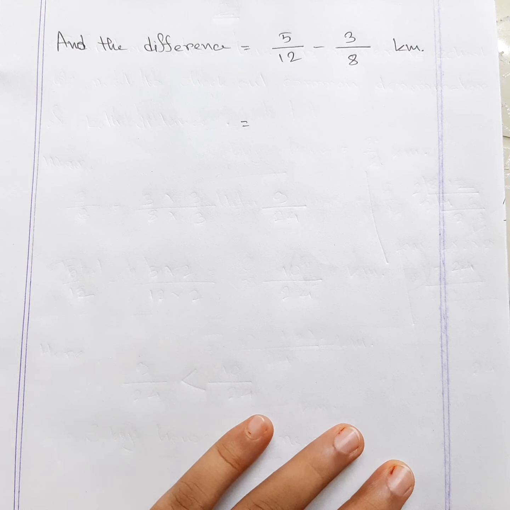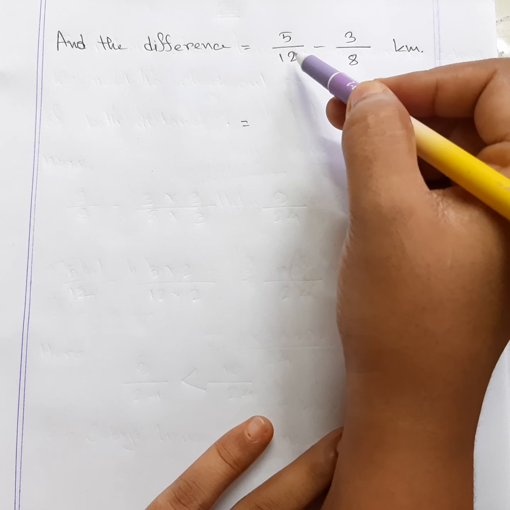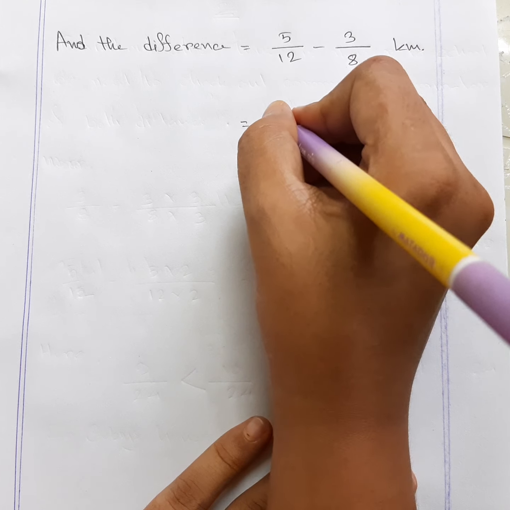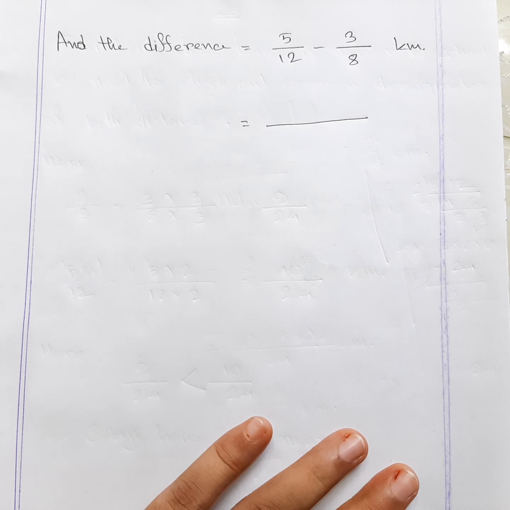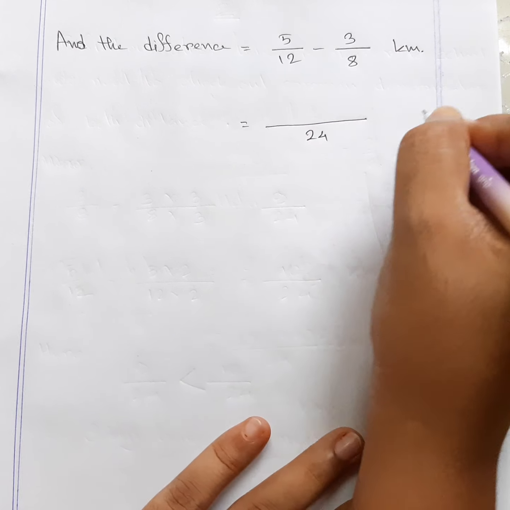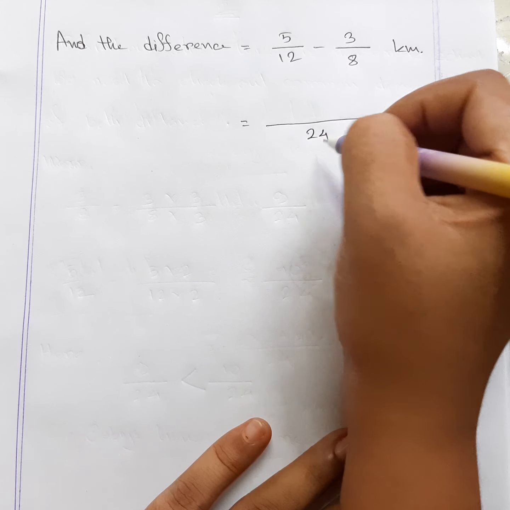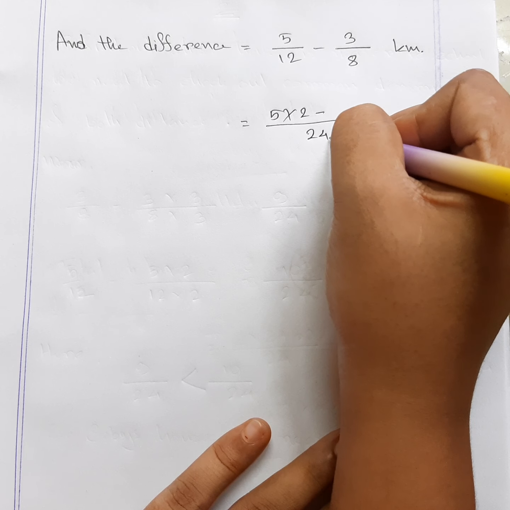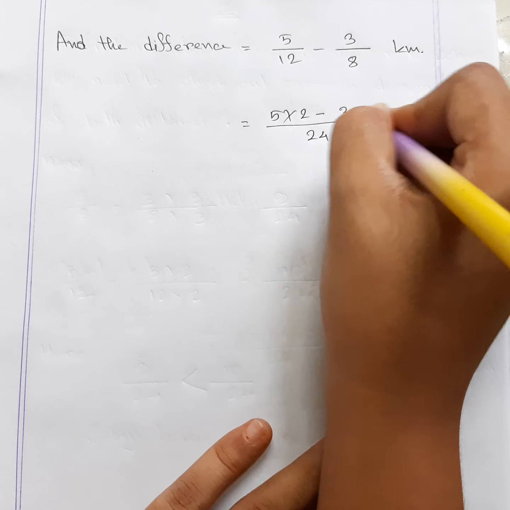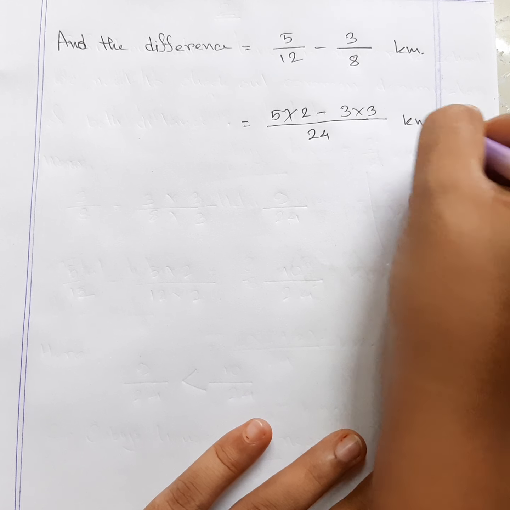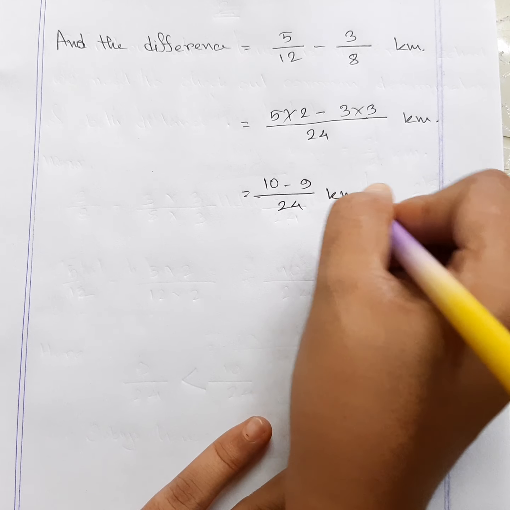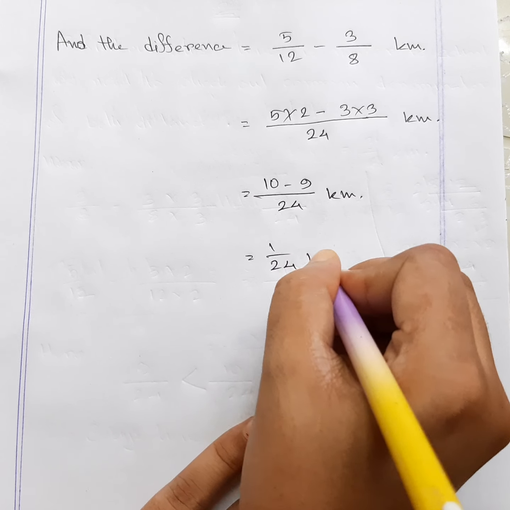Okay, next part. I have already written down Mitu's fraction before, because this one is the bigger fraction. So we are just going to find the LCM of 12 and 8. We have already done it over here, so you don't have to do it again. We are going to write down here like this: dividing the 12 we get 2, 2 will be multiplied with 5, and dividing the 8 we get 3, 3 will be multiplied with the next numerator, and you are going to write kilometer: 10 minus 9, 24 kilometer, 1 by 24 kilometer.